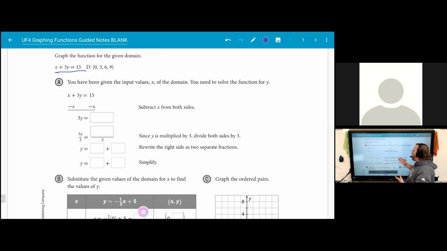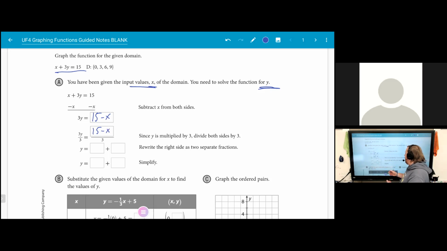We've been given inputs in X, so we need to solve for Y. In other words, we need to make this look like Y equals something in terms of X. How do we do that? The first thing we're going to do is subtract X from both sides. That gives 15 minus X. Then we're going to divide both sides by 3, because it's 3 times Y, so the inverse operation is dividing by 3.